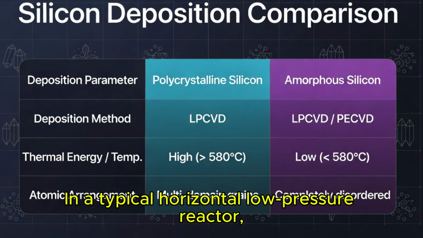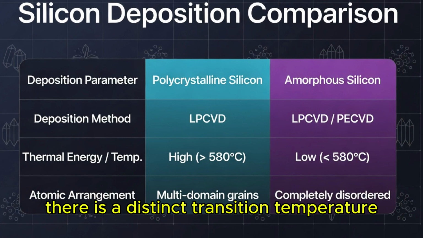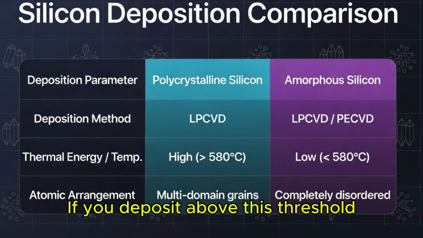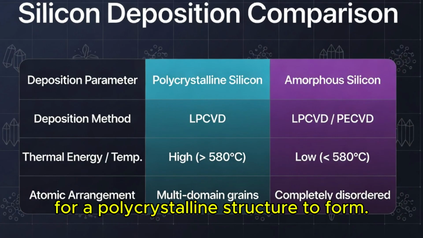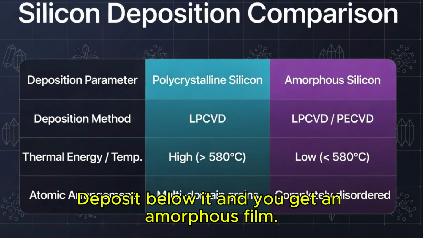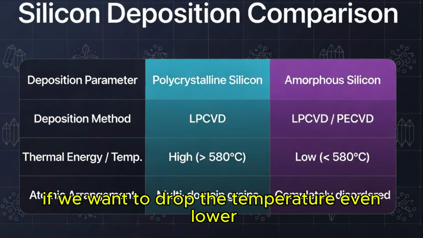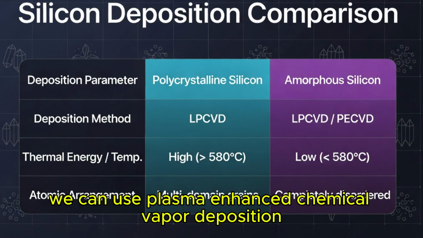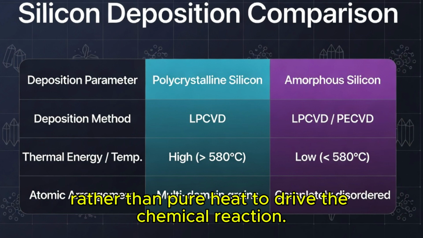In a typical horizontal, low-pressure reactor, there is a distinct transition temperature, generally hovering around 580 degrees Celsius. If you deposit above this threshold, you supply enough energy for a polycrystalline structure to form. Deposit below it, and you get an amorphous film. Furthermore, if we want to drop the temperature even lower to protect underlying layers, we can use plasma-enhanced chemical vapor deposition, which uses radio frequency energy rather than pure heat to drive the chemical reaction.